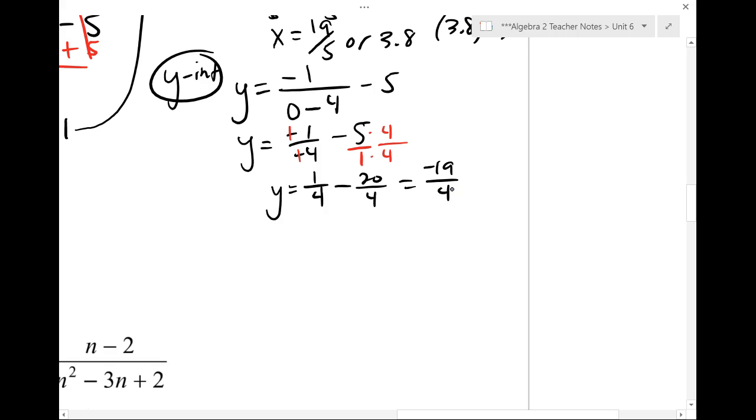Okay, that's our y-intercept. And how we write that as an intercept, we do the x is 0, and the y value is negative 19 over 4. And same thing again. That is also equal to the decimal of negative 4.75. Okay, so there's our y-intercept.